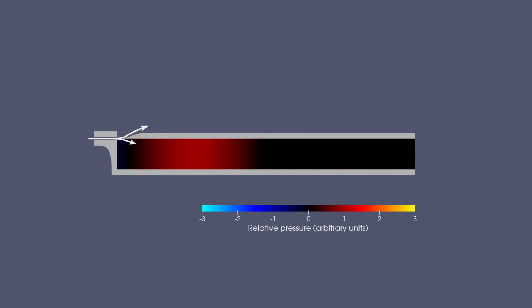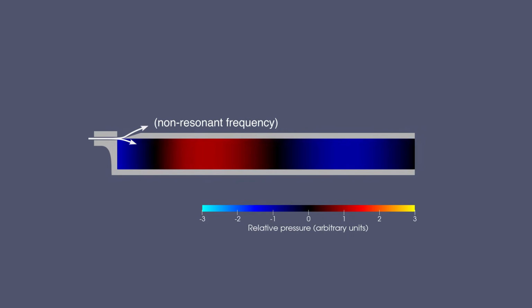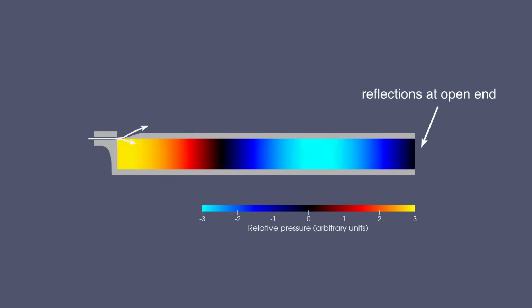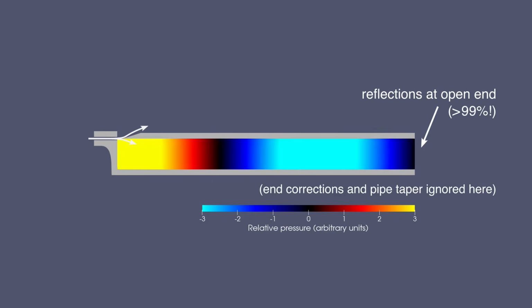When I blow air into this recorder, I'm actually introducing oscillations at lots of different frequencies. Most frequencies just interfere chaotically and dissipate, but at certain frequencies we have constructive interference inside the pipe, resonance, and that produces the note we hear. For this to work, we need reflections at the open end. In fact, in this case, more than 99% of the sound power is being reflected at this open hole.